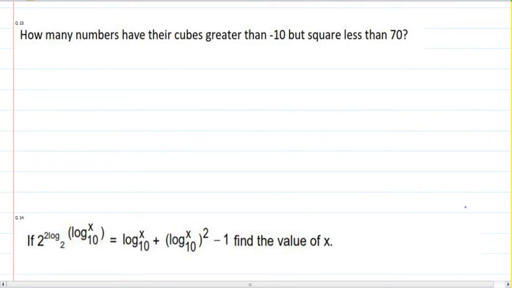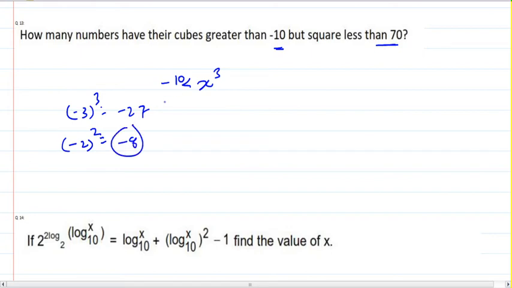How many numbers have their cubes greater than minus 10 but their squares less than 70? We are looking for basically integers here. You want the cube of the number to be more than minus 10. See, here I can approximate and say if I take x is equal to minus 3, its cube is minus 27. So I cannot go there. If I take x is equal to minus 2, I have minus 8. Is minus 8 more than this? Yes. So I can go up to minus 2, minus 1, 0 and so on.